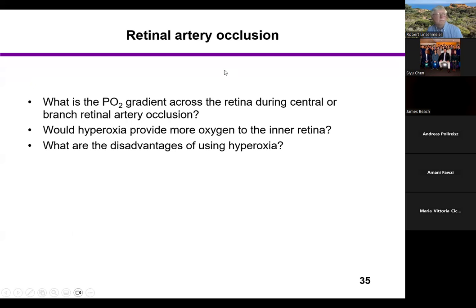Linsenmeier. Okay, so let me talk about retinal artery occlusion, which is one of the other things that I wanted to talk about.